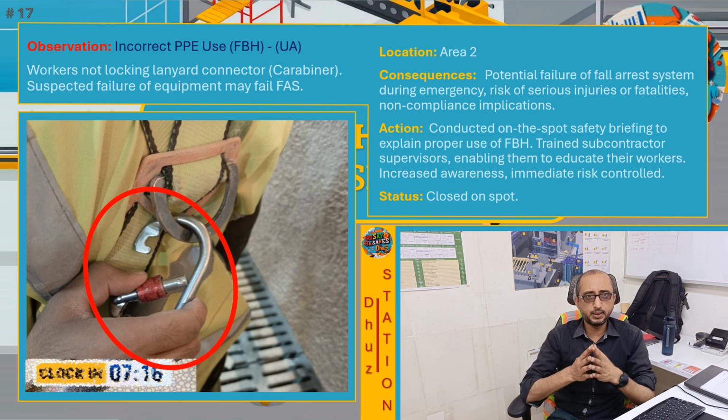This observation is labeled as incorrect use of PPE, full body harness. Hazards are fall hazard and unsafe behavior. Immediate cause here is unsafe act. What is the issue here?